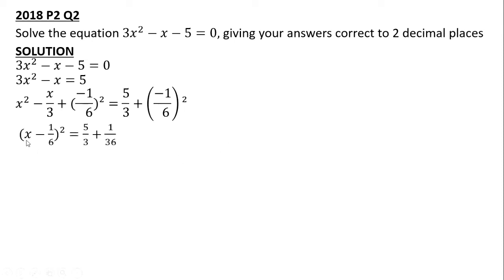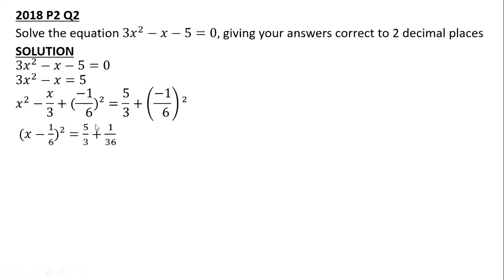From there, factorize what is on the left. You are going to have open your bracket, x minus 1 over 6, close your bracket squared, which will be equal to 5 over 3. If you square negative 1, you are going to get a 1. 6 squared is 36. It will look like that.